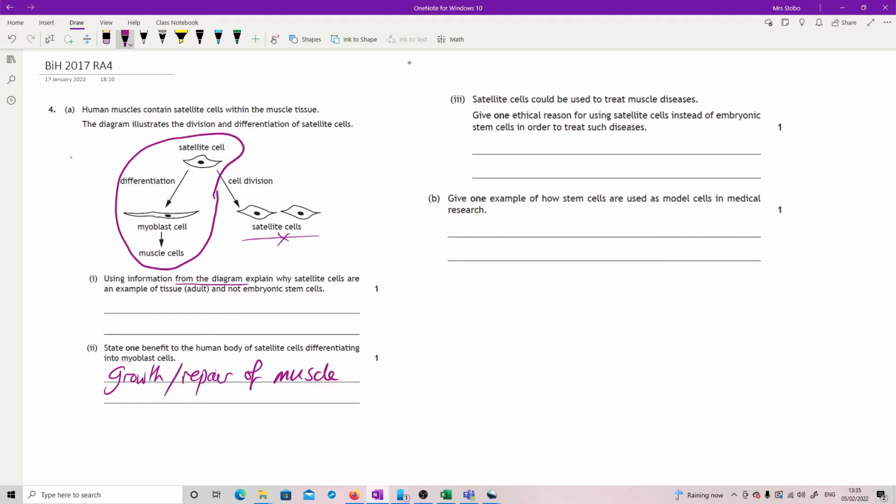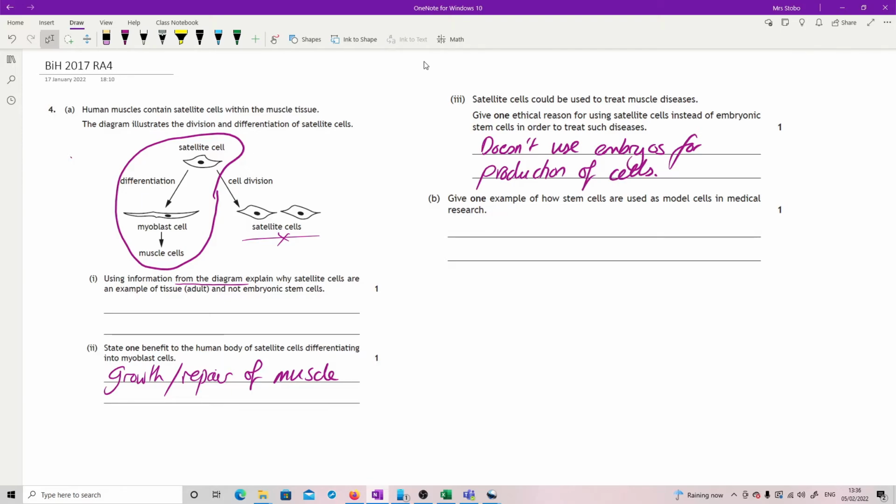Satellite cells could be used to treat muscle diseases. Give one ethical reason for using satellite cells instead of embryonic stem cells in order to treat such diseases. So this is your ethical reason that you're just going to use all the time about this. This doesn't use embryos for the production of the cells. So no destruction of embryos while doing this.